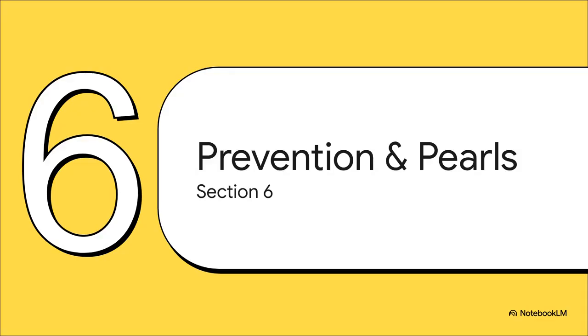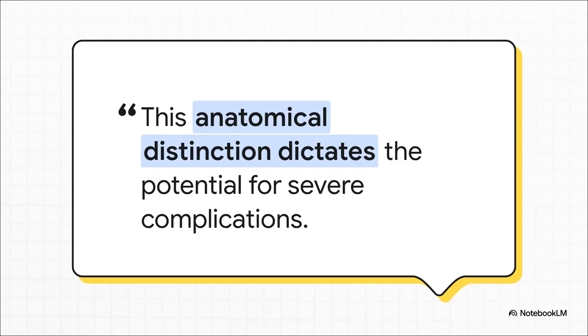This brings us to our final section. Section 6, Prevention and Clinical Pearls. Let's consolidate everything we've learned and boil it down to the most important actionable takeaways. Honestly, if you remember just one thing from today, let it be this principle right here. The distinction between preseptal and orbital cellulitis isn't just some academic factoid. It is the single factor that dictates risk, prognosis, and your entire management plan. Getting this right, and getting it right early, is everything.